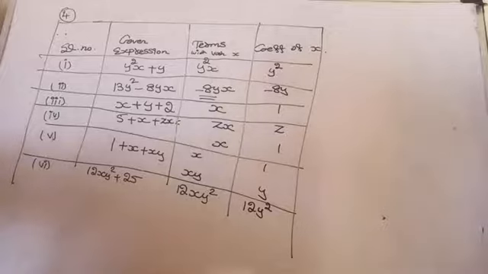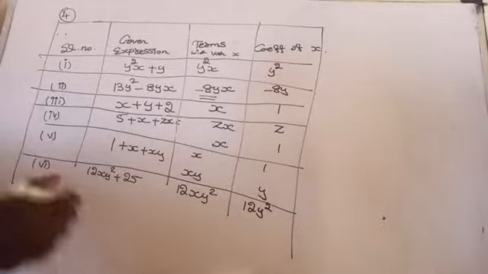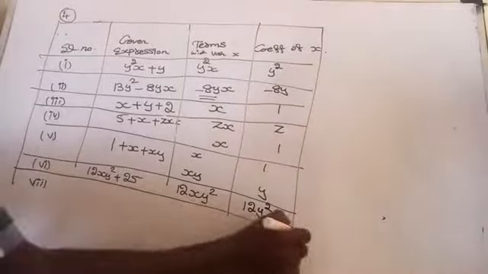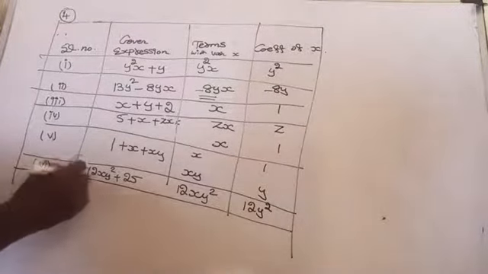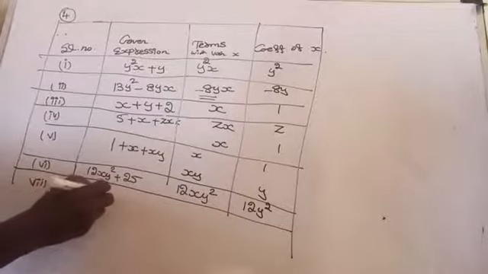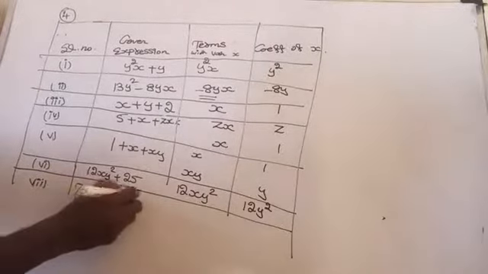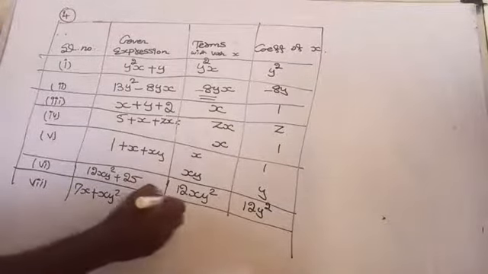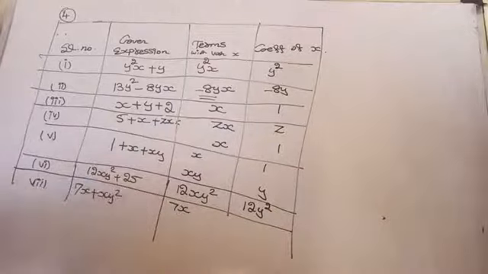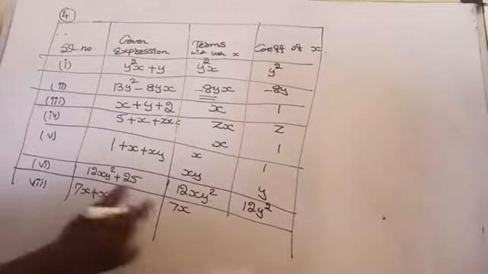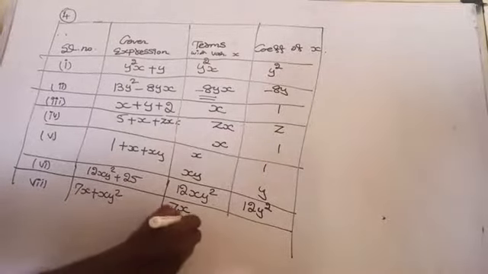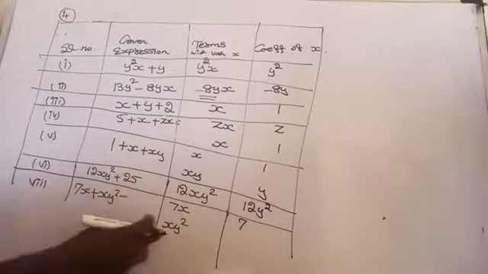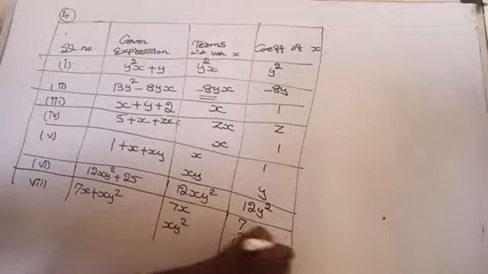And then the seventh part of the question. The given expression is 7x plus xy square. Both terms contain the variable x, so the terms with variable x are 7x and xy square. Now what is the coefficient of x here? 7. What is the coefficient of x here? Y square. That's all.